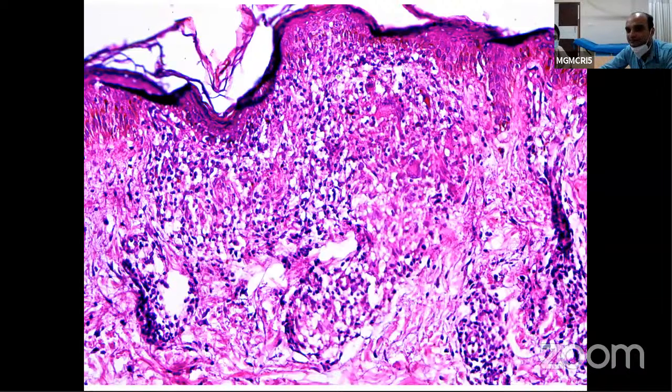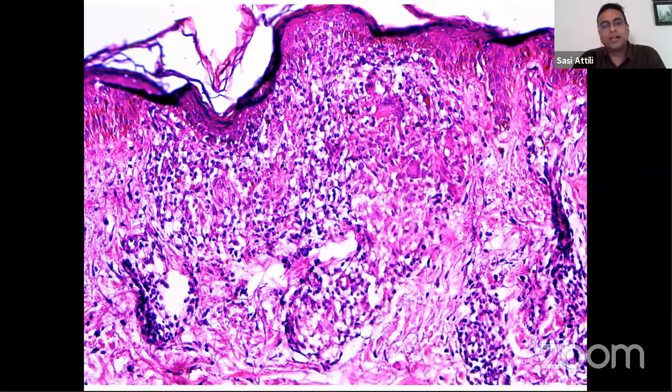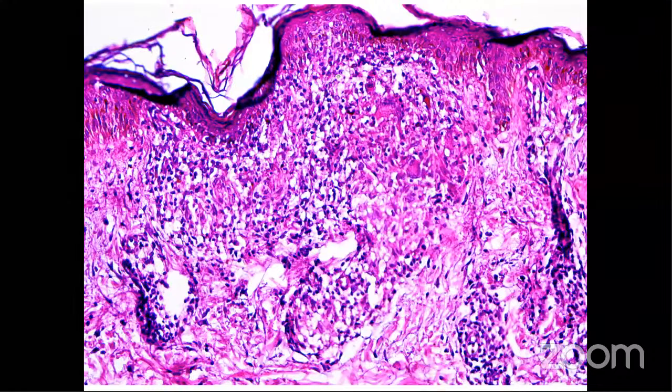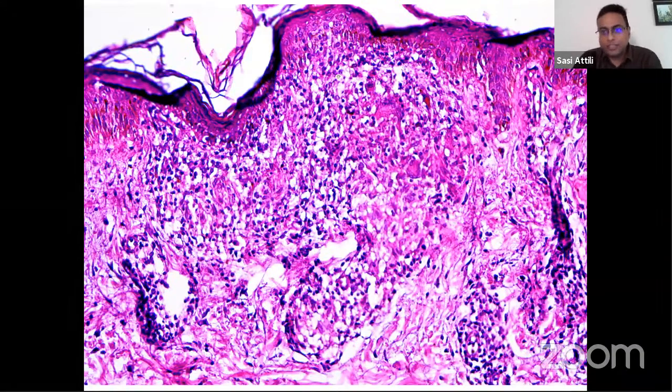Anybody? Examples of lichenoid and granulomatous infiltrate, apart from what we've discussed already. We have got a response as scabies, sir. Scabies, okay. No, this is not scabies. This is actually, in fact, Hansen's. This is a case of borderline Hansen's.